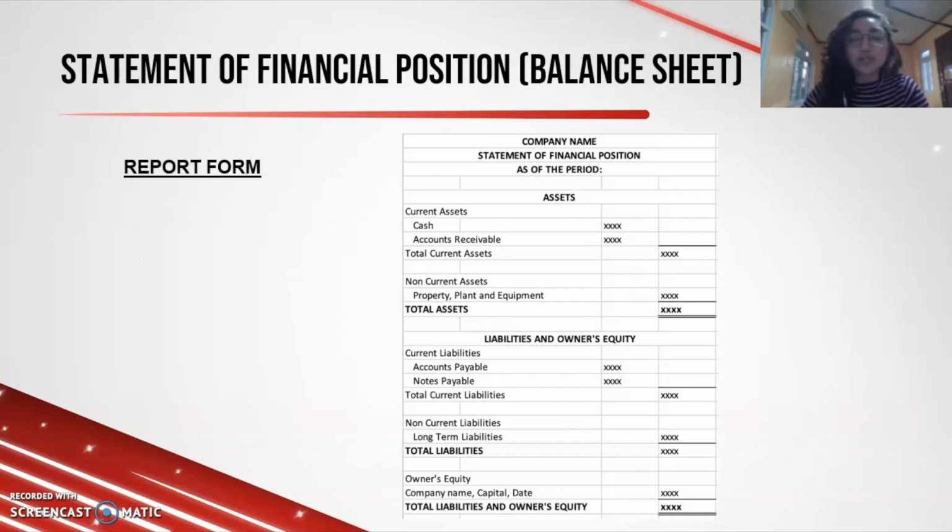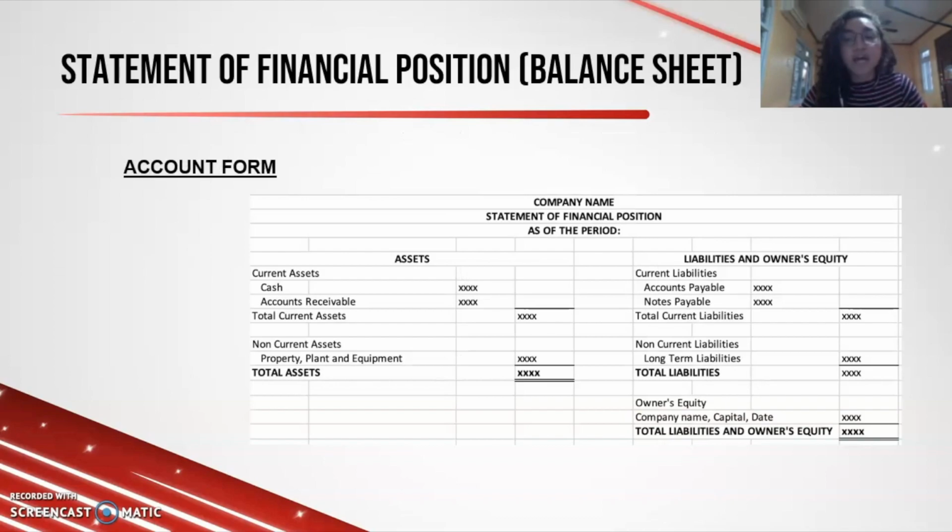So shown on the slide is a sample format of an SFP in report form. In this, all accounts are written in one straight list. Now on this slide is a sample of an SFP in account form. In the account form, assets are written on the left side, while liabilities and equity are written on the right.